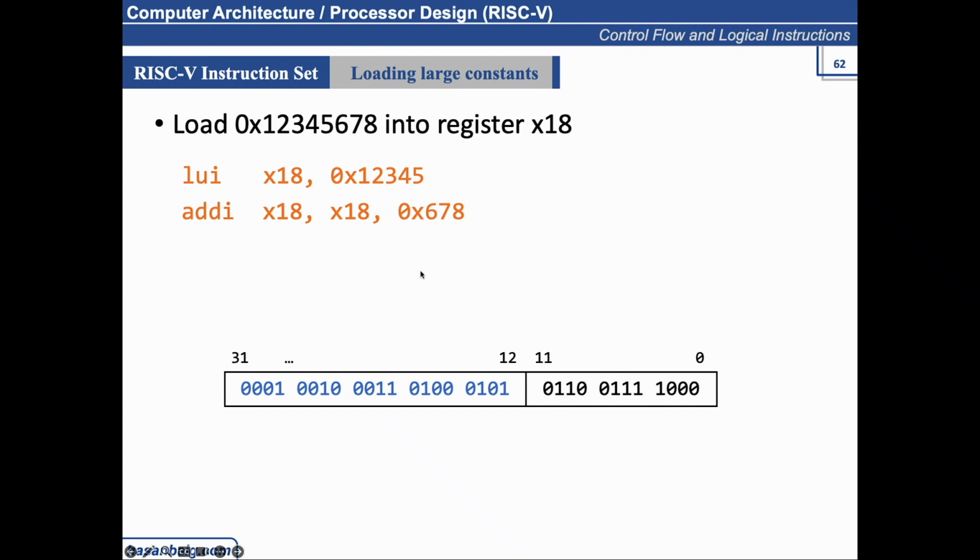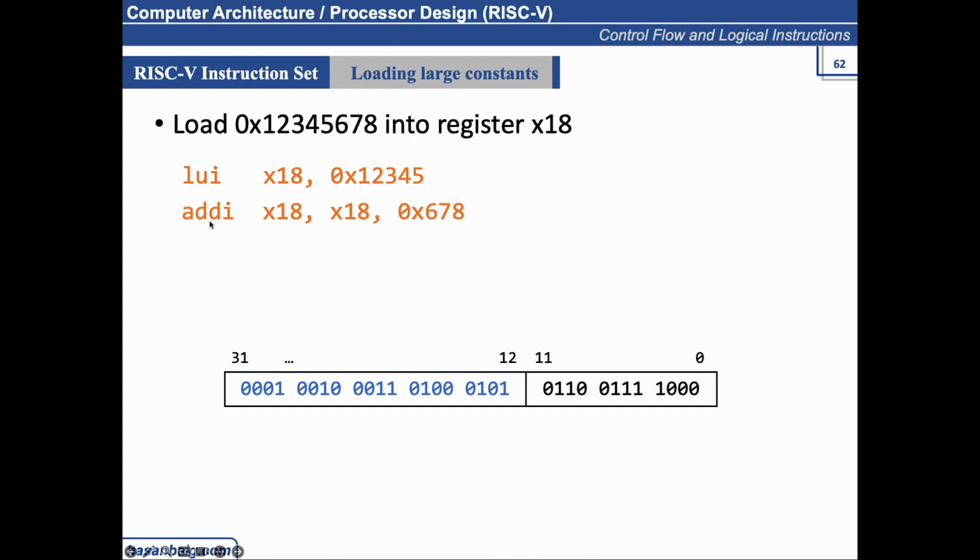Can we execute the other way around? Can we execute addi first and LUI next for loading this entire value? Anyone? I got your answer. Anyone from that side? Can we execute addi, because we are just splitting the value into 12 bits and 20 bits? No? Why? Because the LUI instruction clears the lower 12 bits. Yes.